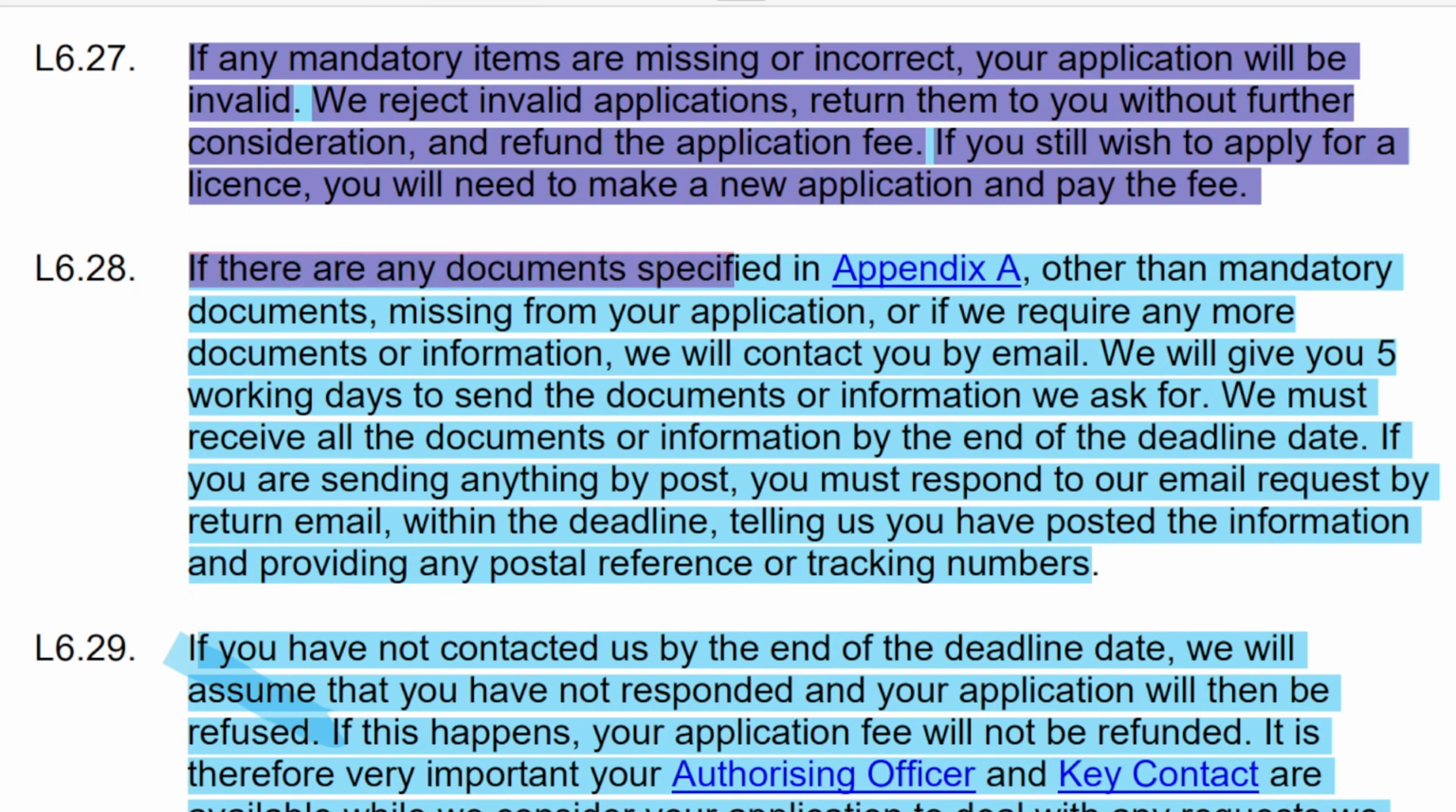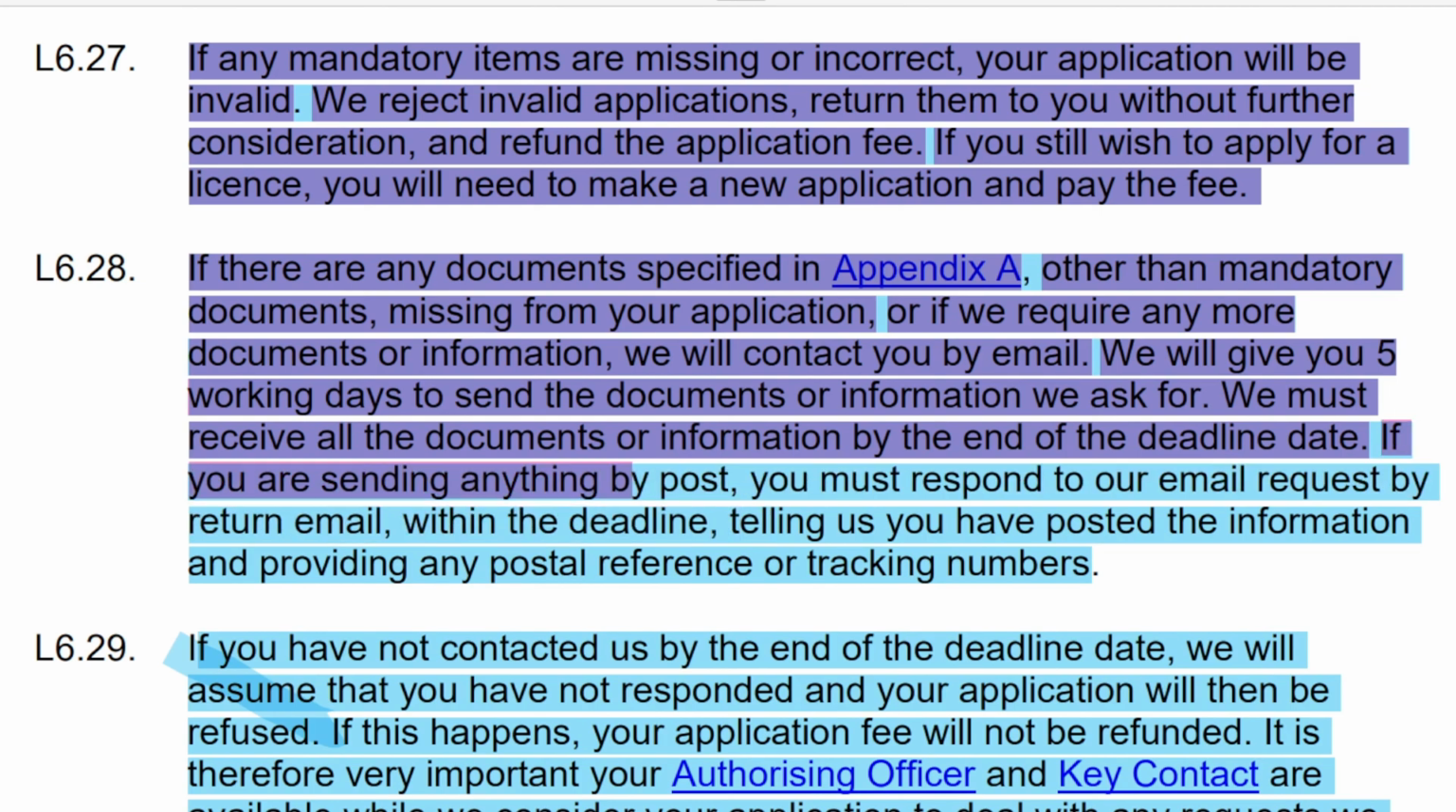If there are any documents specified in Appendix A, other than mandatory documents, missing on your application, or if we require any more documents or information, we will contact you by email. We will give you 5 working days to send the documents or information we ask. We must receive all documents or information by the end of the deadline date.